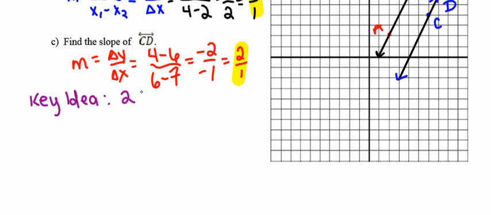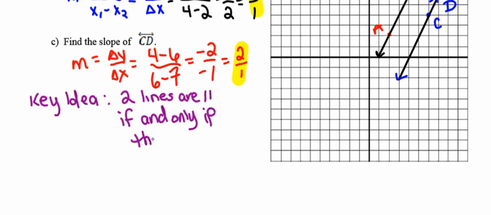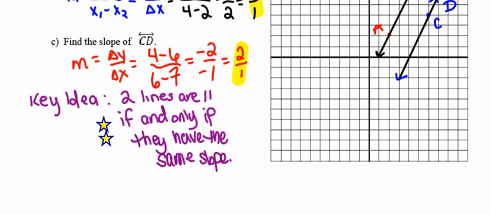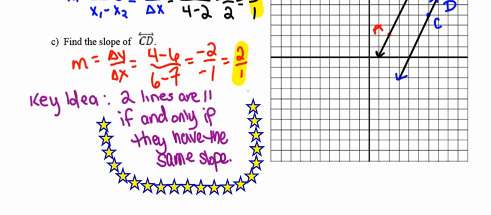Two lines are parallel if and only if they have the same slope. That's big. That's so big, I'm going to go ahead and get my funky pen out, and I'm going to put stars around it. That's going to be a really important idea for us as we move forward through the geometry curriculum this year.